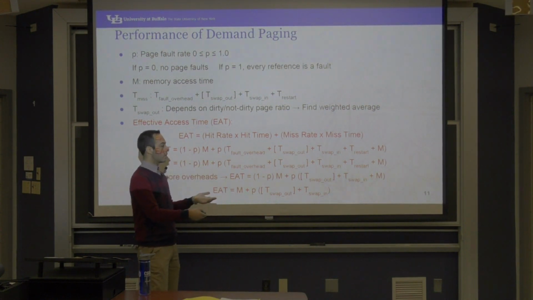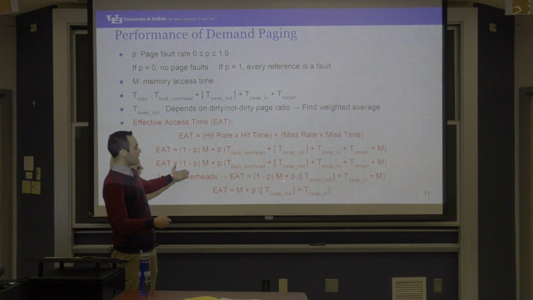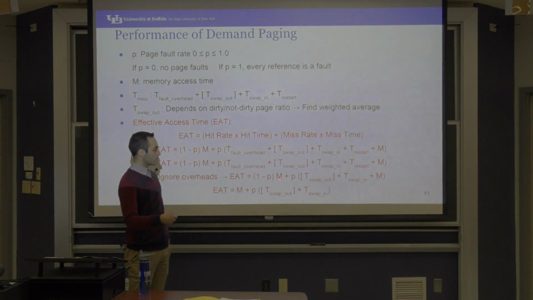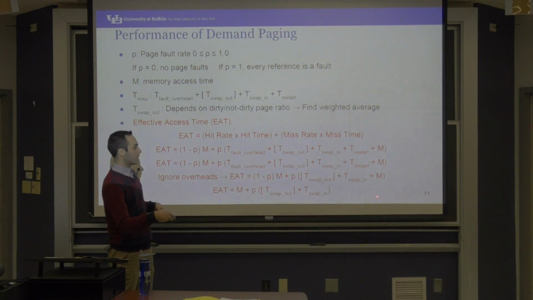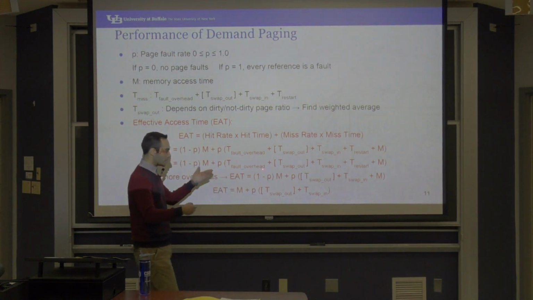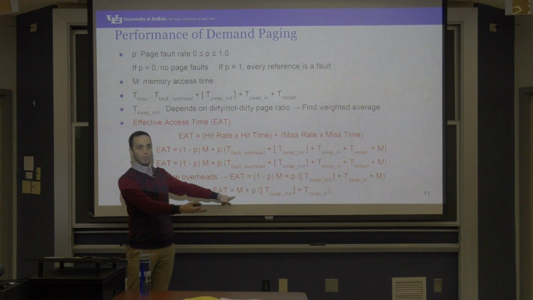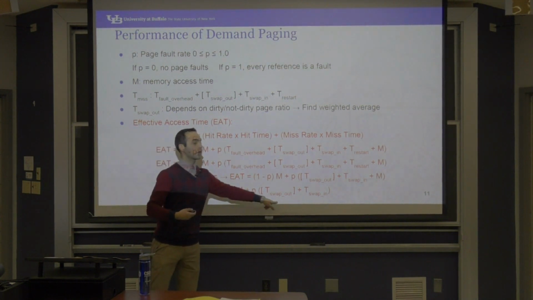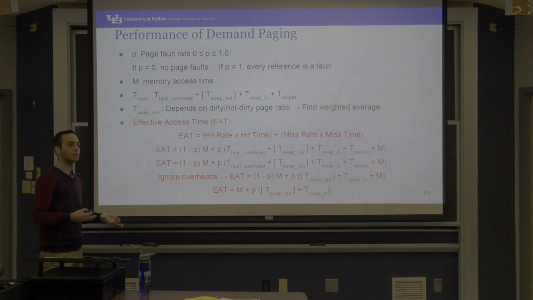So you ignore those. The effective access time would be (1 minus P) times memory access plus P times only the swap in and swap out. The negative P m and P m also cancel out, and they're overhead anyway because P is much less than 1. So it basically translates into this: you have to access the memory, but at some ratio, which is your page fault rate, you also have an overhead, which is the swap in and possible swap out.